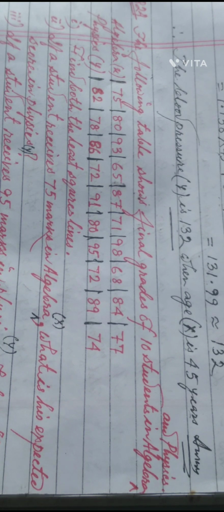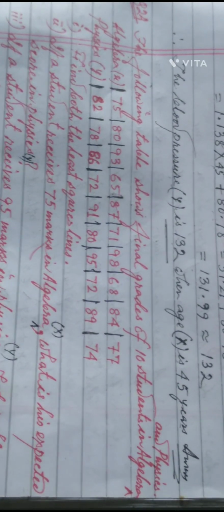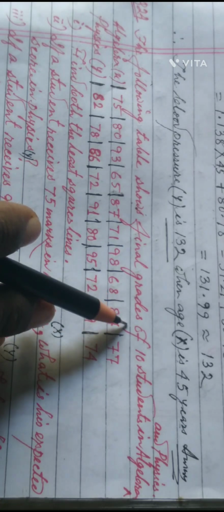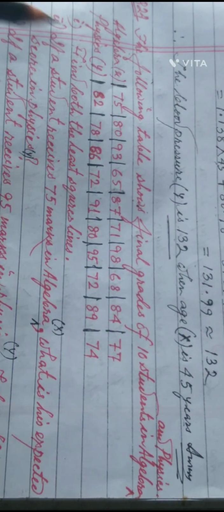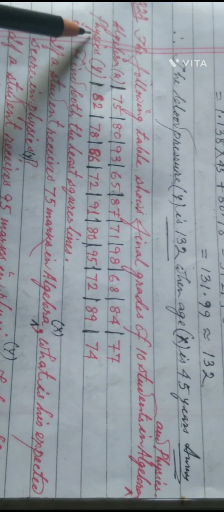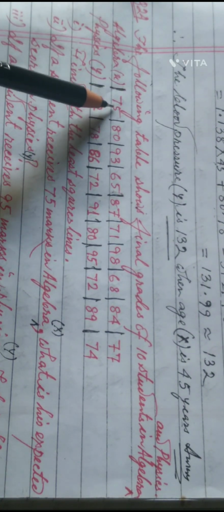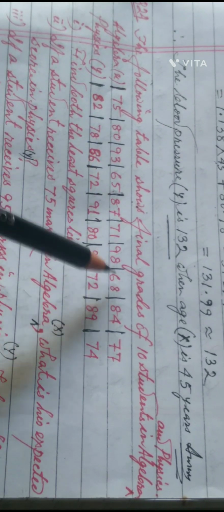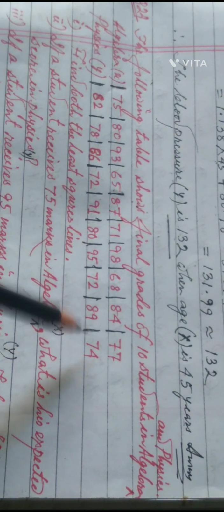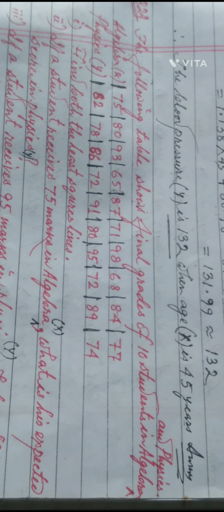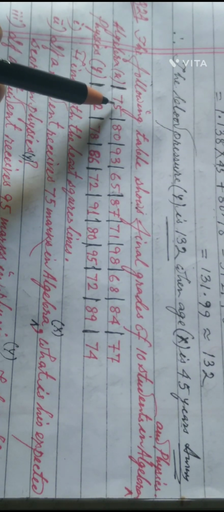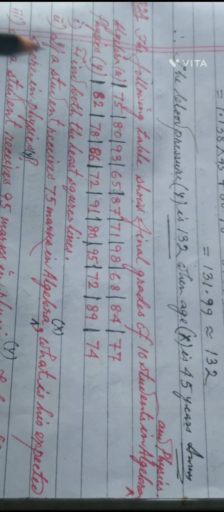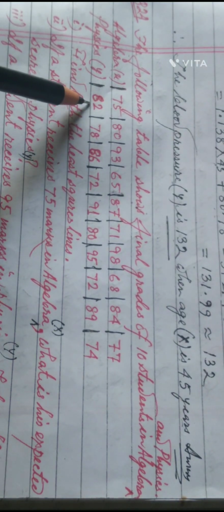Third question. Now question number 24. What does 24 say? The following table shows the final grades of 10 students in algebra and physics. Algebra is represented by X and physics by Y. Here the algebra marks are 75, 80, 93, and so on, and physics will be this. Clear? The table shows the final grades of 10 students in algebra and physics.